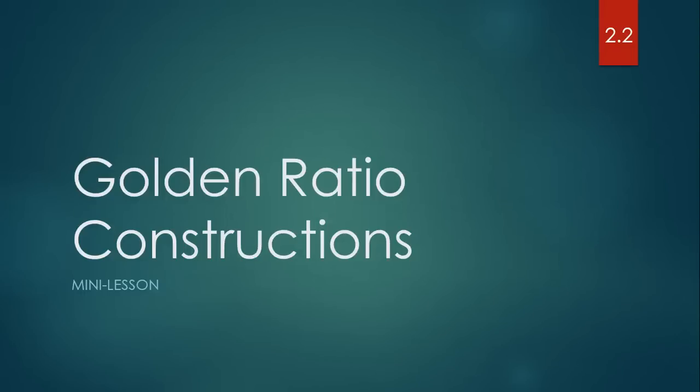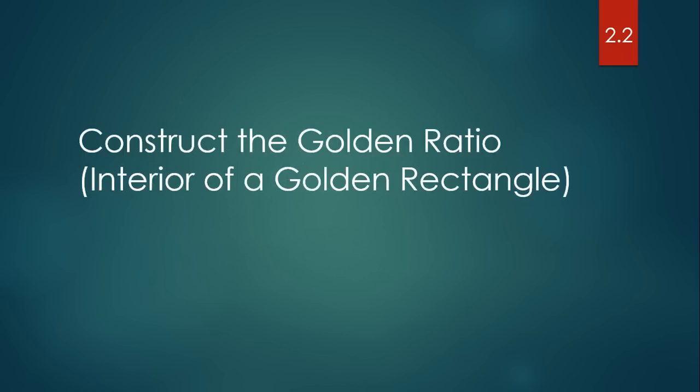Let's look at some constructions that involve the golden ratio. So our first construction will be to construct the golden ratio starting with a golden rectangle. So this is a golden rectangle. If we look at the dimensions of the two sides of the rectangle, this longer side is about 1.618 times longer than this shorter side.